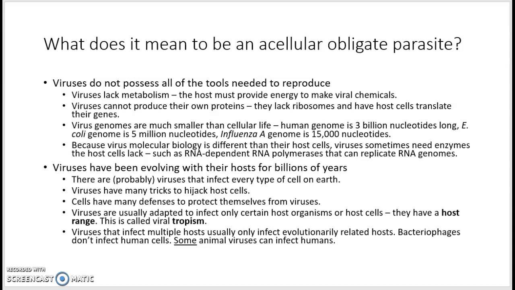Because of this complex host-parasite relationship, viruses are usually adapted to infect only certain host organisms or host cells. They have a host range, and this is called viral tropism. Viruses that infect multiple hosts usually only infect evolutionarily related hosts. Bacteriophages don't infect human cells. They can maybe infect other bacteria. Some animal viruses can infect humans, but some can't.